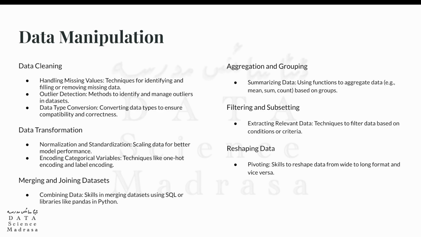Encoding categorical variables, so techniques such as one-hot encoding and label encoding. Then you need to know how to merge and join data sets. This is more of a SQL skill, but also in libraries such as pandas in Python. You need to know this as well. Aggregation and grouping, summarizing data using functions to aggregate, for instance, mean, sum, and count based on groups. Filtering and subsetting, so that you can put some condition on the data and filter the data out. Reshaping data, skills to be able to reshape from wide to long and vice versa.